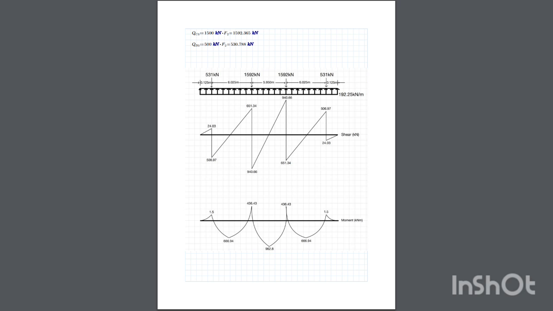So here is the shear and bending moment diagram. The maximum shear is 940.66, and the maximum bending moment is 666.94.